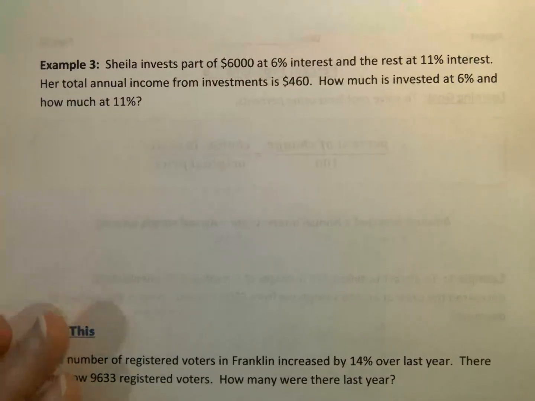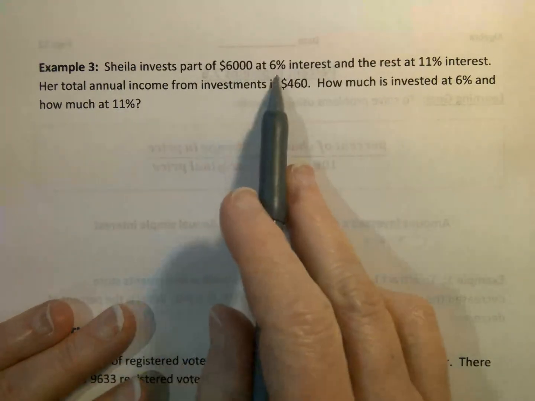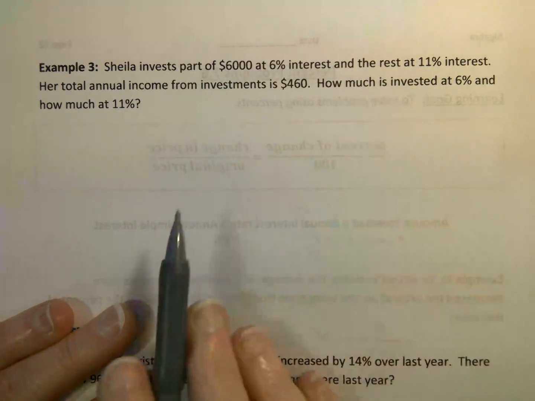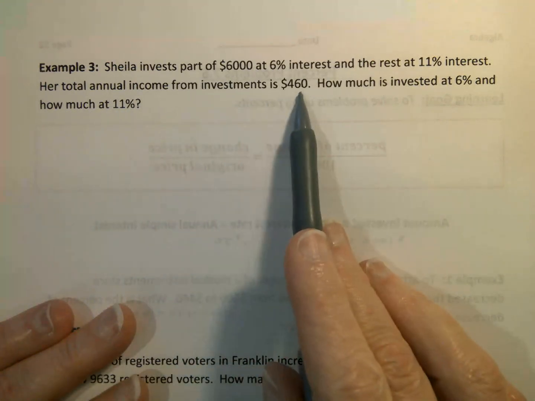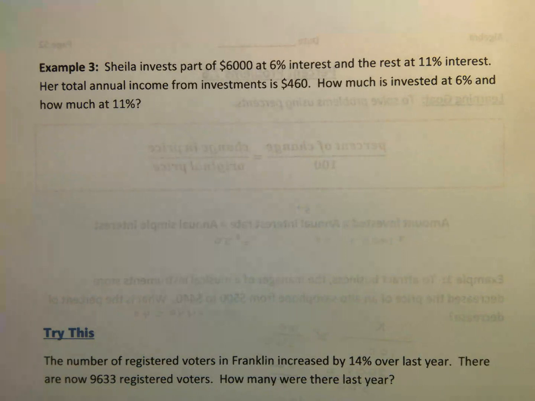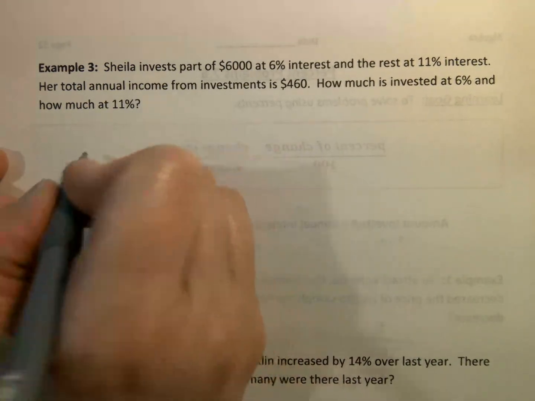Sheila, she's Australian. Sheila invests part of $6,000 at 6% interest and the rest at 11% interest. Her total annual income from investments is $460. How much is invested at 6% and how much at 11%? So this would make a really great chart problem.